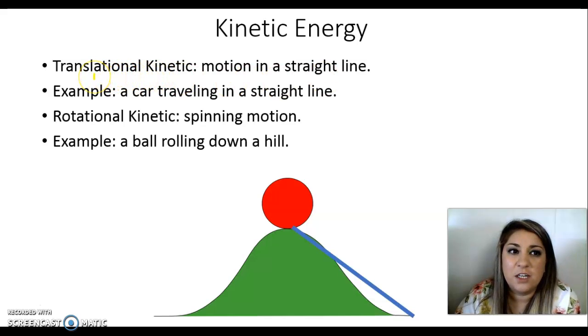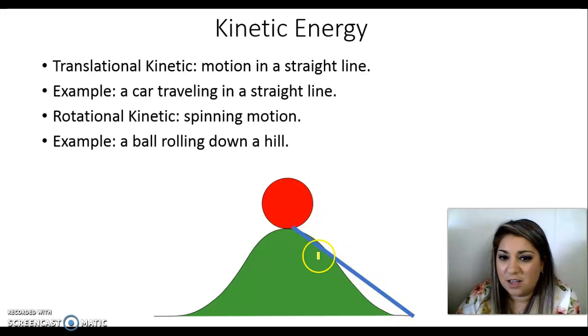known as translational kinetic. So here I have an example of a ball on top of a hill, and I've made kind of a little path right here with this blue line. So as this ball travels down the hill, it's traveling down a straight line essentially, okay? So we're going to look at this angle right here. And this ball is going to travel downhill in a straight line, which is known as translational kinetic energy.